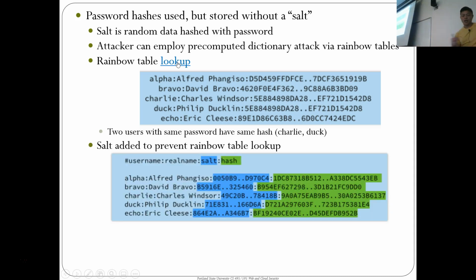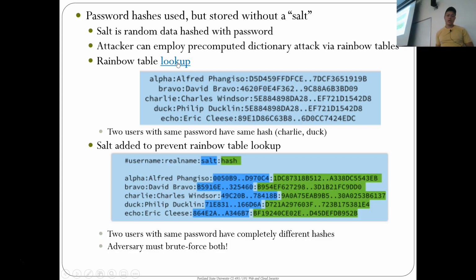So typically, you add a random salt to every user's password entry, and then instead of storing the hash without the salt, you store the hash with the salt, and then these two users have different salts, different hashes. Now the adversary, even though Charlie and Duck have the same password, has to brute force both of those. Do you generally store the salts in the same file? Typically they're stored in the same file, because when you validate the hash, the password scheme has to pull it out and do that.